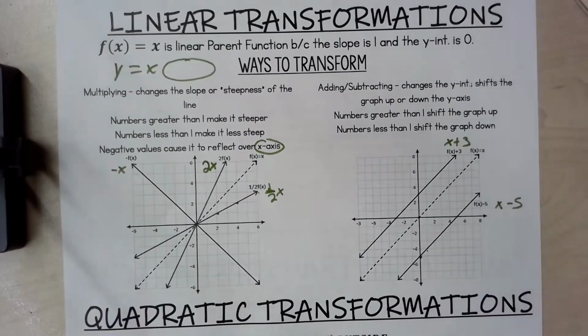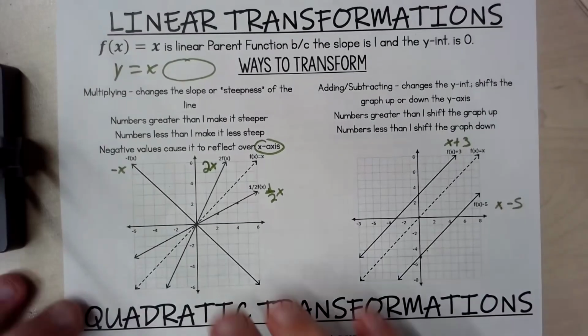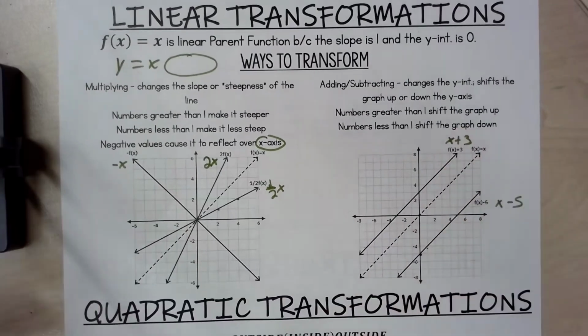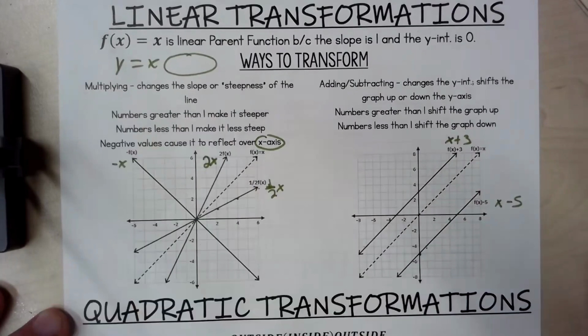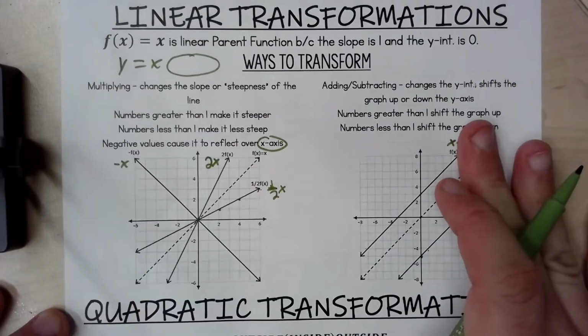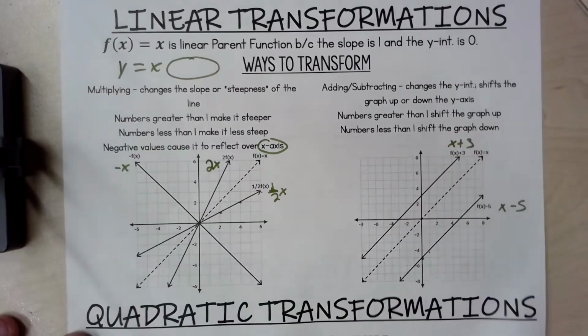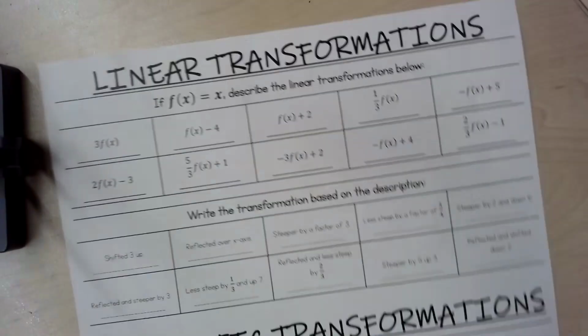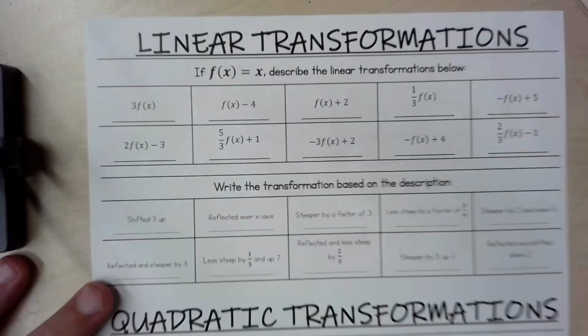But most of the time we're changing the slope and changing the y-intercept. In reality, multiplying changes the slope, adding and subtracting changes the y-intercept. Let's do a couple practice ones in the back, and then I'll have you pause the video and do the rest on your own. We're going to do a couple in each section.